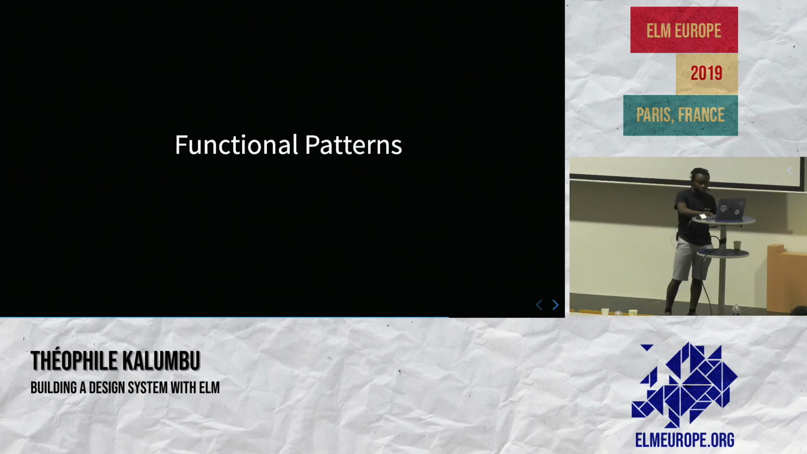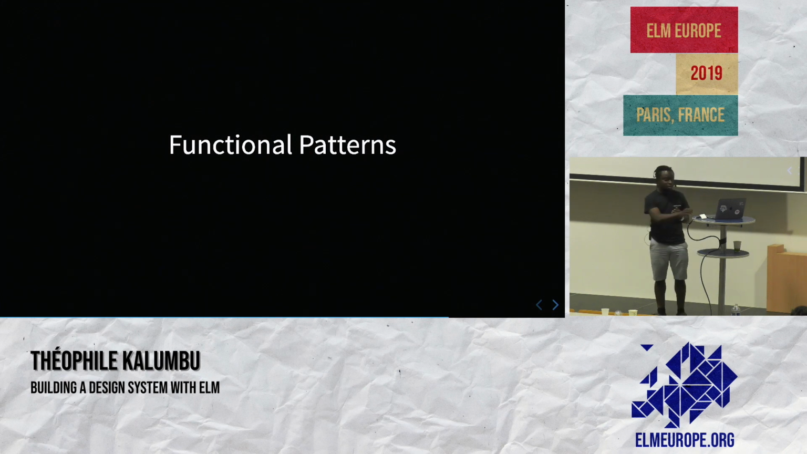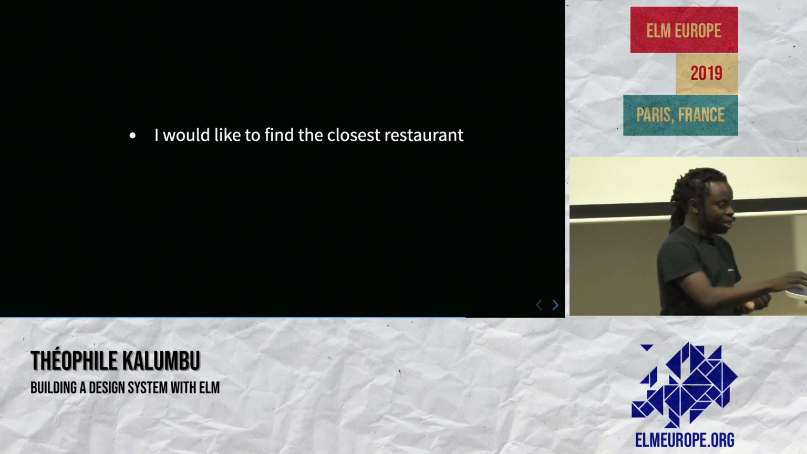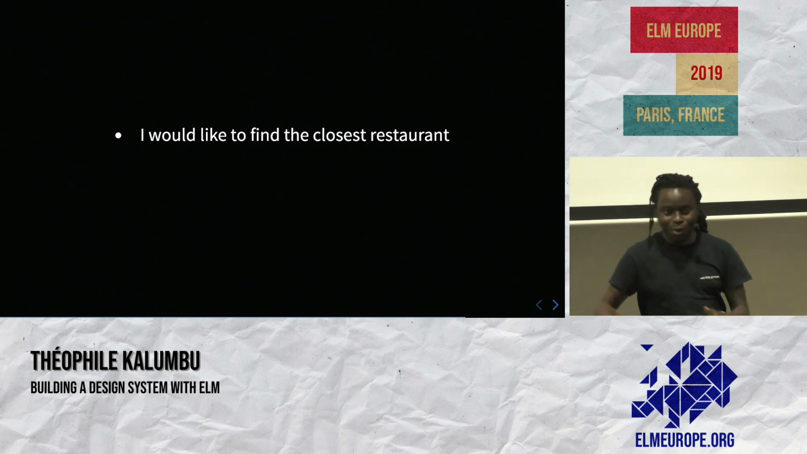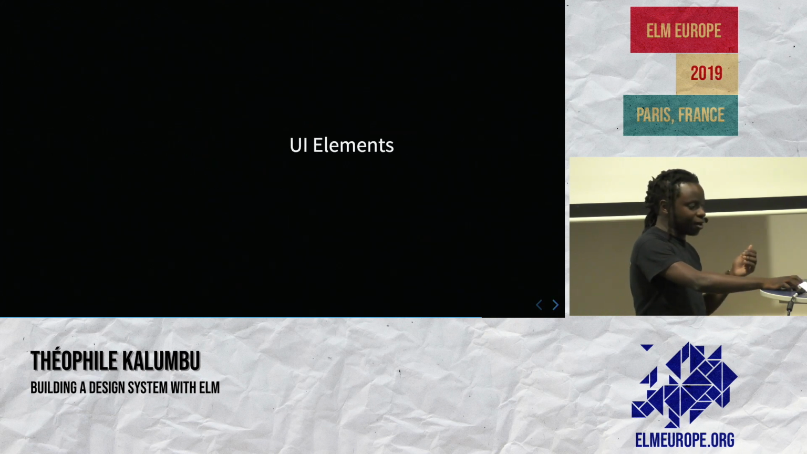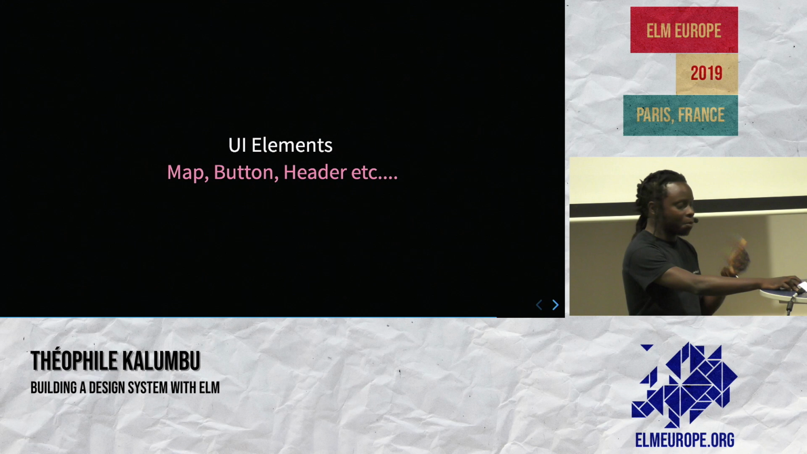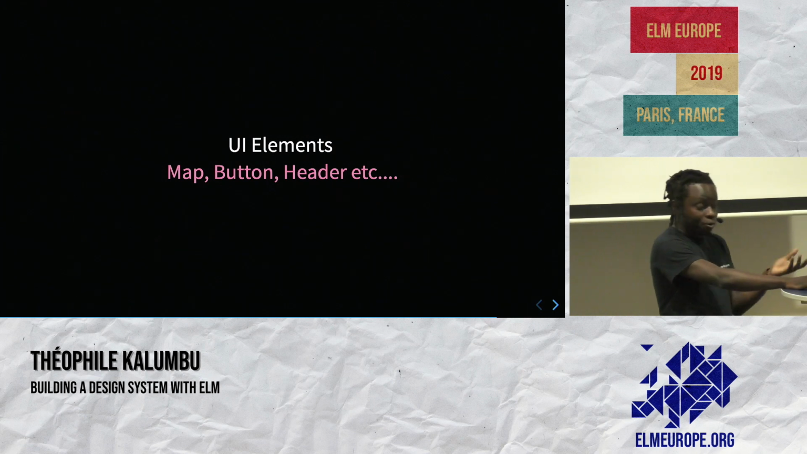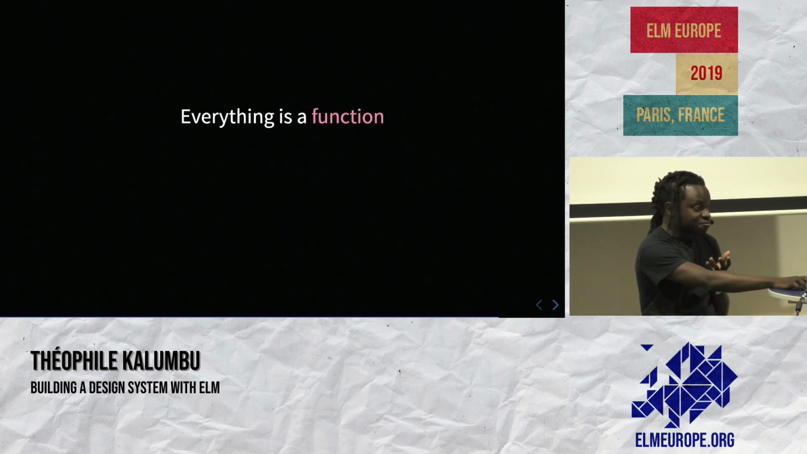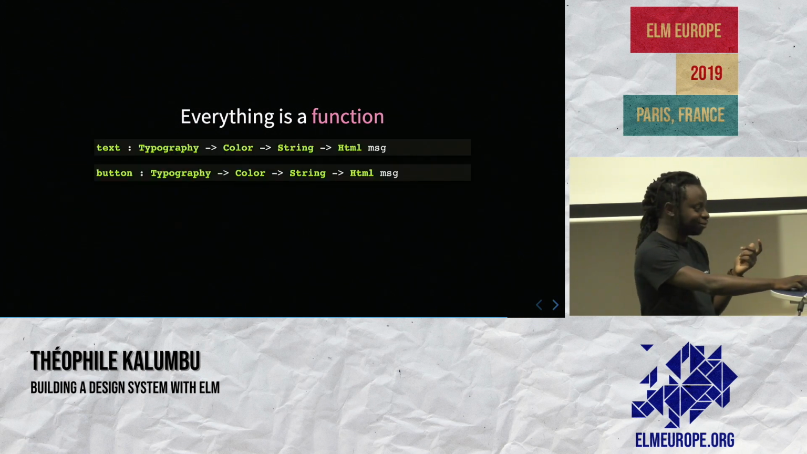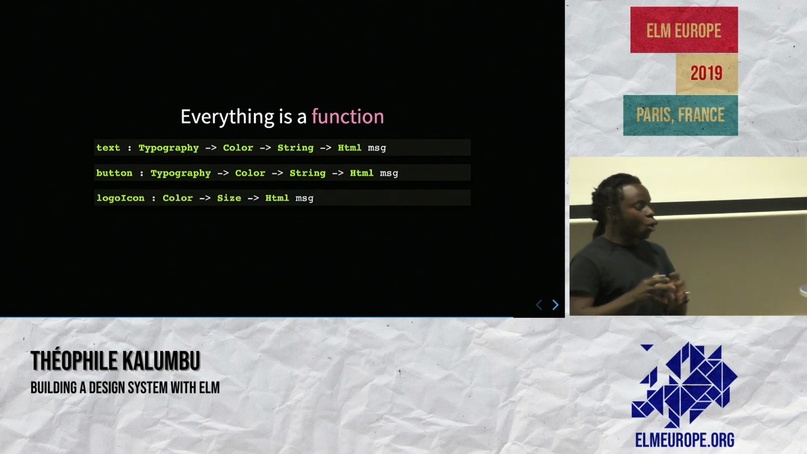Then we have functional patterns, because in this restaurant website, I want to see that the user will have behavior. Maybe he wants to find the closest restaurant. Maybe he wants to order food. And all these patterns are just user interface elements. A map can help him to find a restaurant. A button can help him to order, a header, and so on. And all these user interface elements are just functions, because everything is a function in Elm. So a text is a function, a button is a function, a logo is a function, and all these functions use the previously defined patterns.